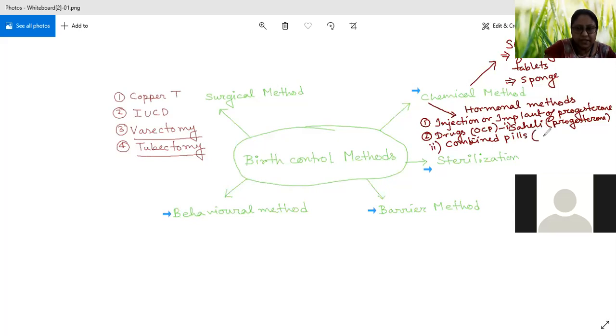So what are these combined pills? They have doses of progesterone plus estrogen. Both of them are there. They have estrogen as well as progesterone. Apart from that, there is a third type of pill that is available in the market, which is known as emergency contraceptive pills.